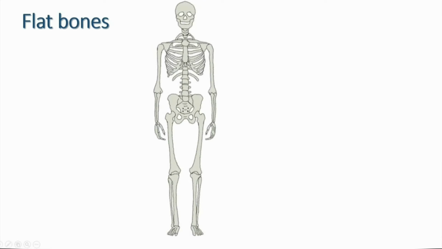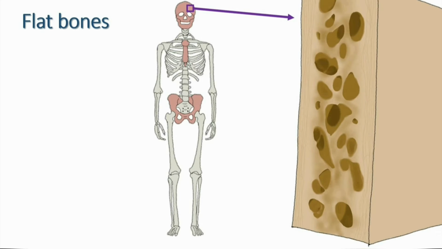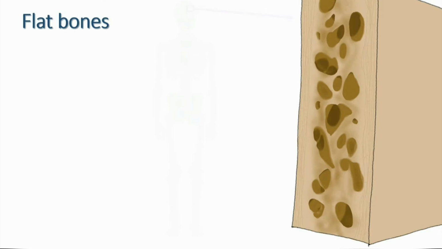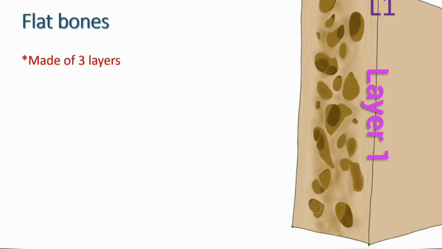The first type we're going to talk about is flat bones. Some of the bones that are actually flat are the bones of the skull, sternum, and hips. Now, if you cut a piece of flat bone to see what's inside, you'll see a structure like this. This structure is made of three layers. Let's call them L1, which means layer 1, L2, which means layer 2, and L3, which means layer 3.